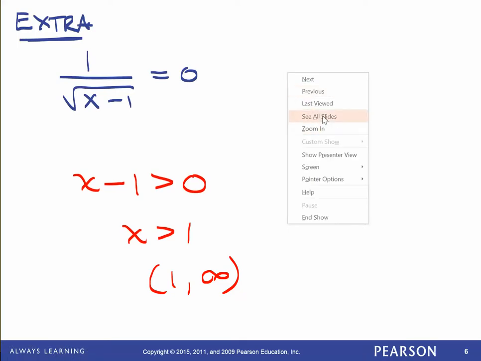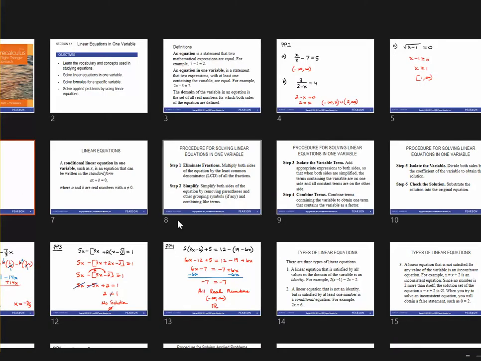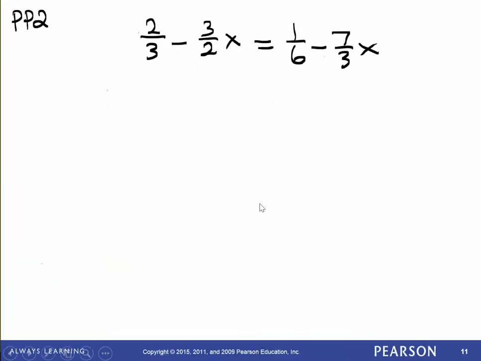Okay, let me see if this will work here. All right, practice problem number 2. Now we finally get to solving these. We got the domain rules taken care of. And these are going to be a little bit more difficult than you've seen in algebra.